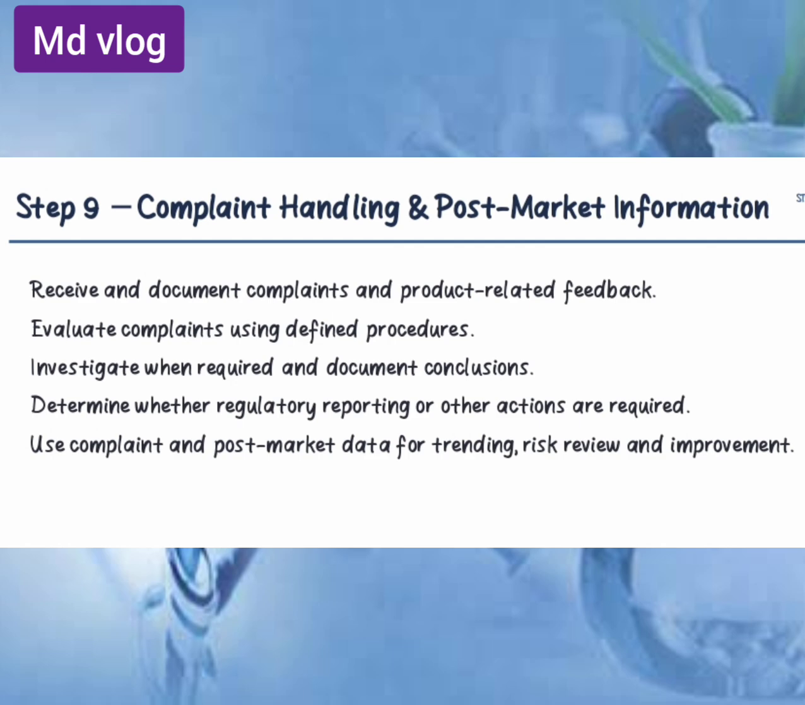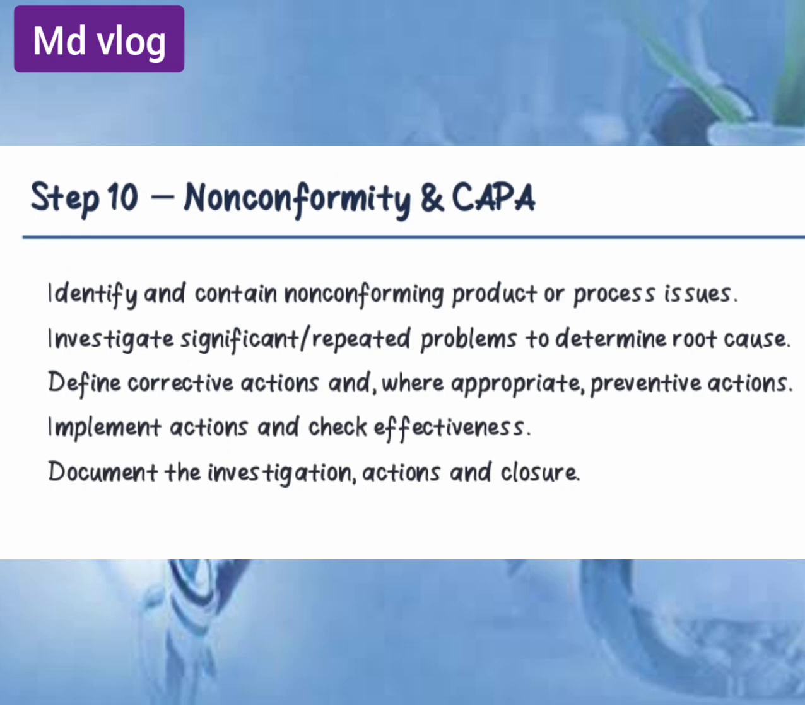Step 9, complaint handling and post-market information. This receives and documents complaints and product-related feedback. The complaint reviewers may need to access the event description, attachments, available evidence, and reportability information. Stress that the exact regulatory reporting criteria depend on the applicable market and procedure.